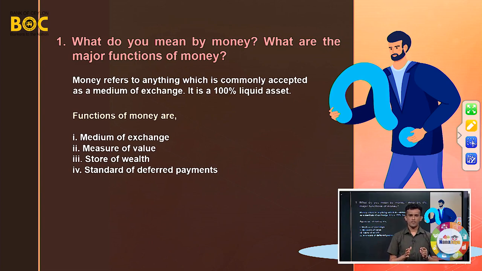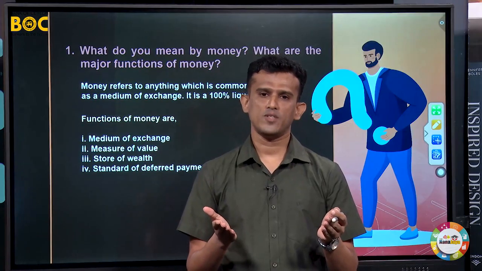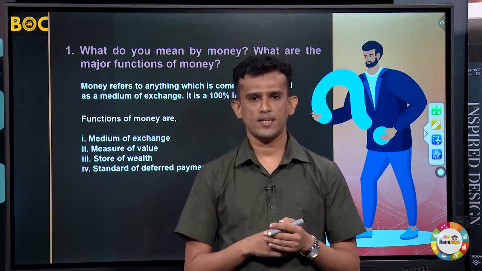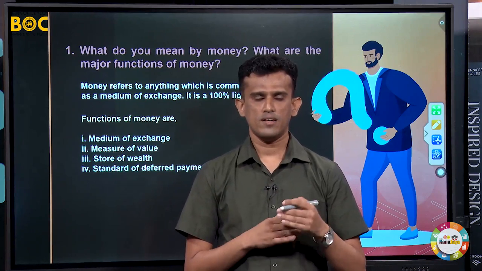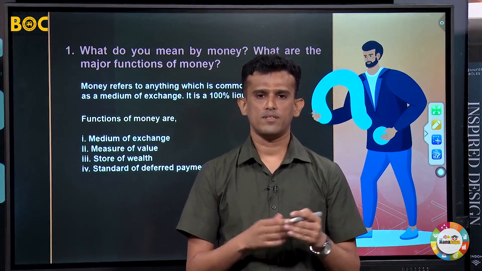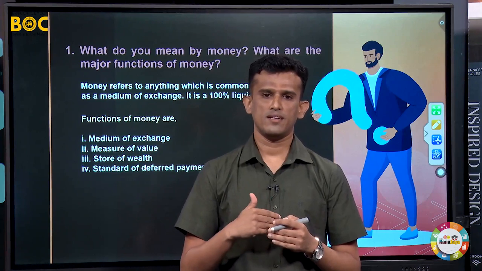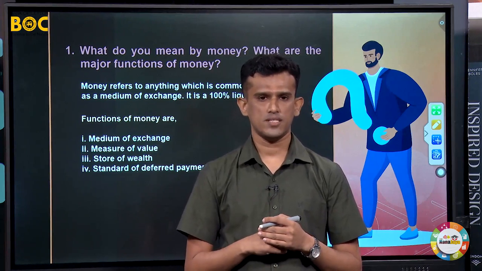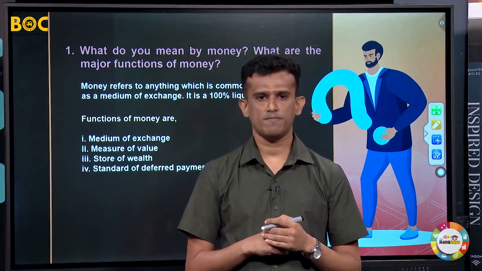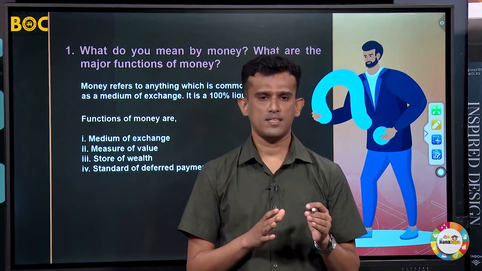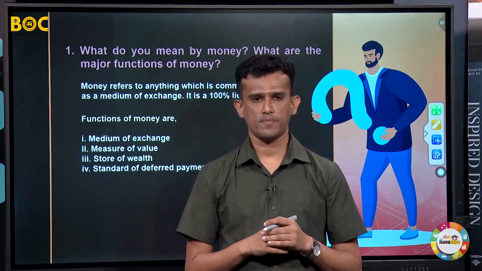Also, if there was nothing called money, it would be really difficult to express the value of goods and services, right? If there was nothing called money, we might have to say one table equals four jars, one exercise book is equal to two or three pence. But with the use of money, we can express the value of goods and services in terms of money. This function of money we identify as money acting as a unit of accounting.